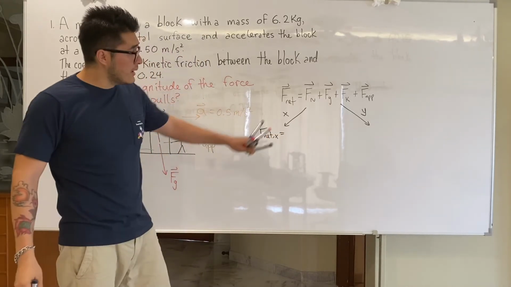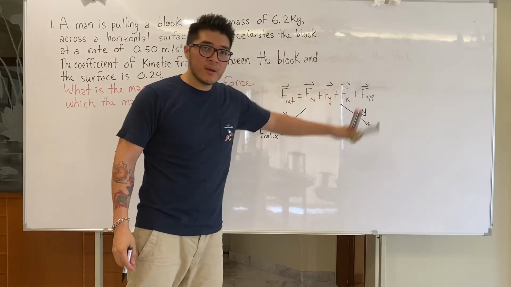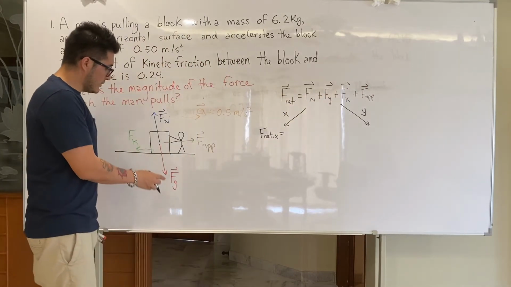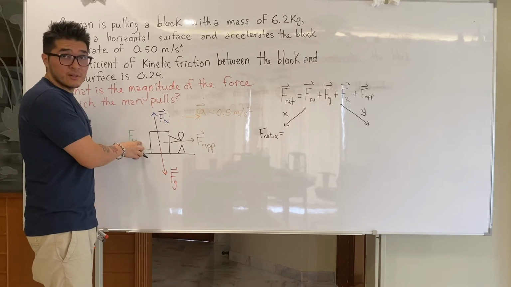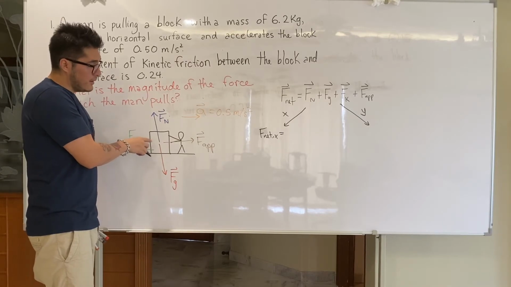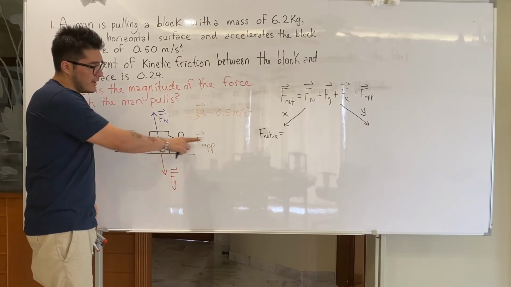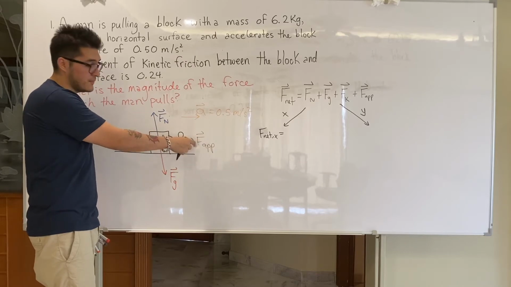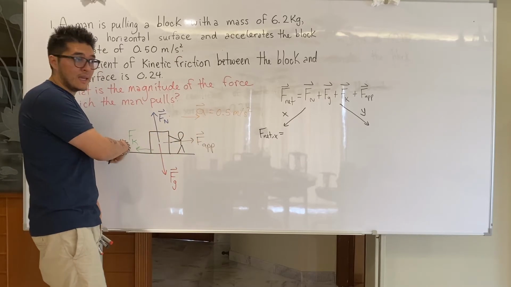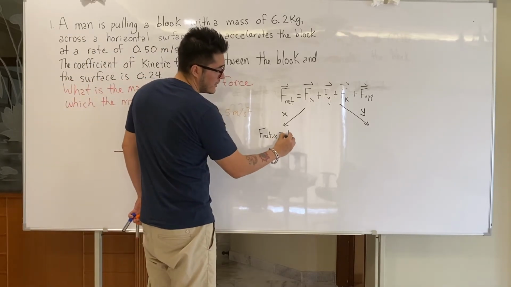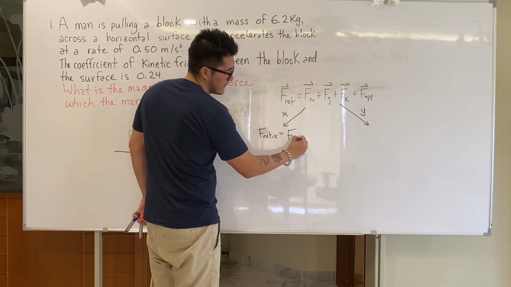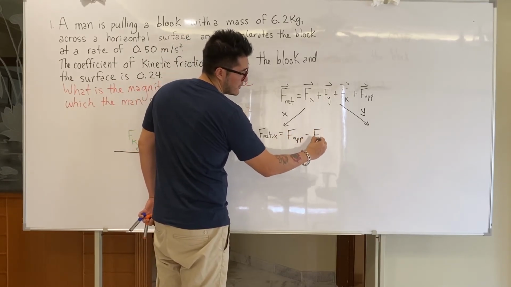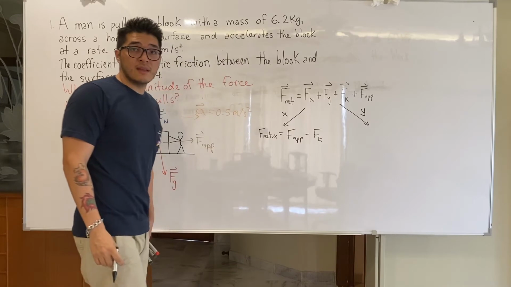Now we're going to look at each of these forces and pick apart the x components. If you look, we only have two forces along the x, but we need to stick to the convention that if it's pointing to the right, it's positive. If it points to the left, take it as negative. That means the applied force is positive, and our kinetic frictional force is negative. So that's where the positive and the negative come from.